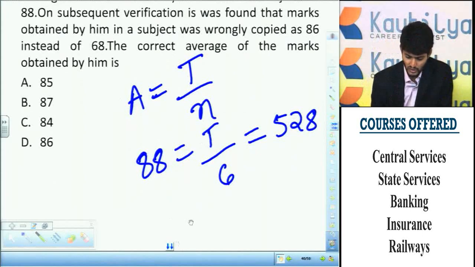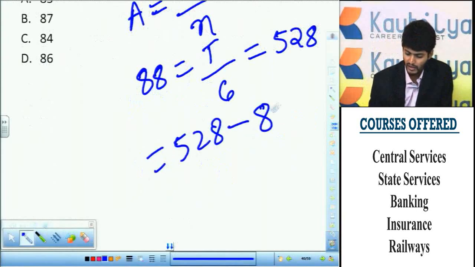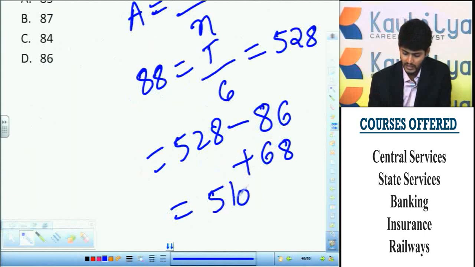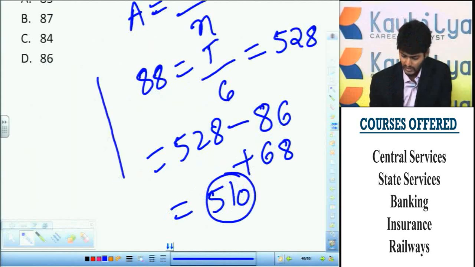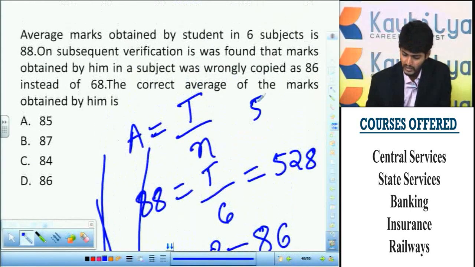So whatever mistake you have made, you have to rectify that mistake. Basically, I will subtract whatever value I entered incorrectly and add the value which was supposed to be correct. So the total is 528, the difference is 18 less, so it will be 510. The correct total should be 510. There will be no change in the number of students because you are replacing one value with another. Though the value is increasing or decreasing, the number of subjects will remain the same. So here it would be 510 divided by 6, which is 6 eights and 6 fives.